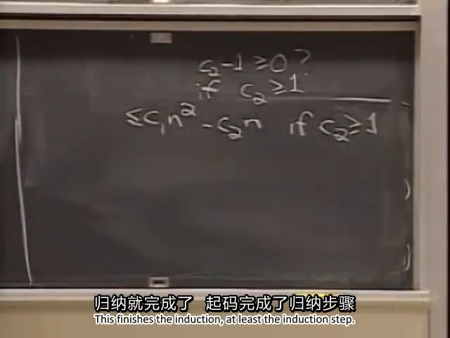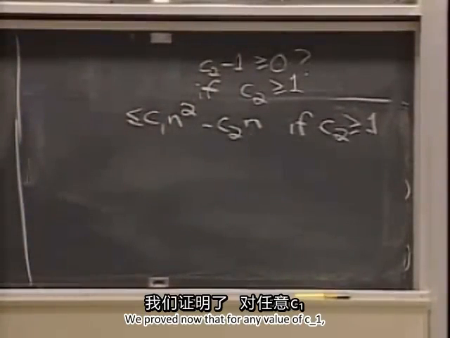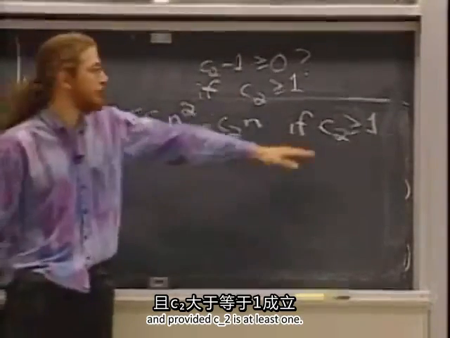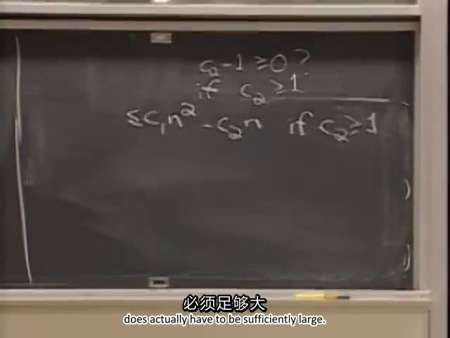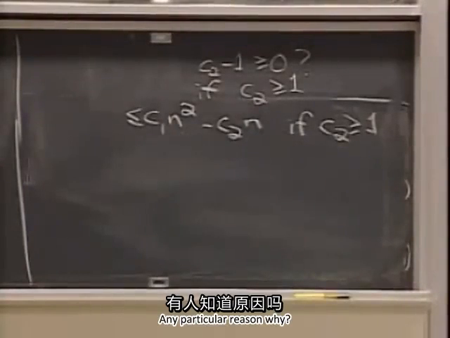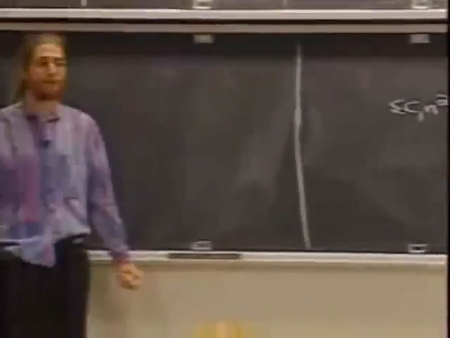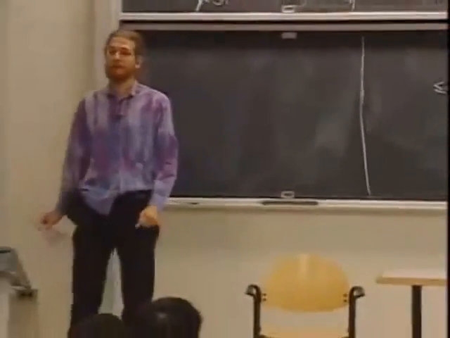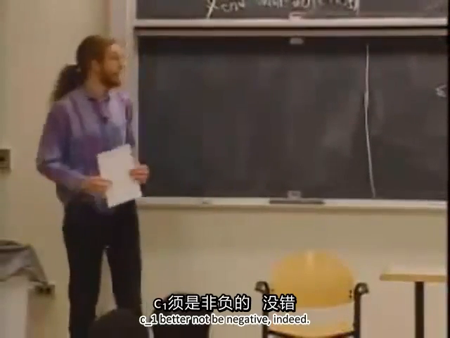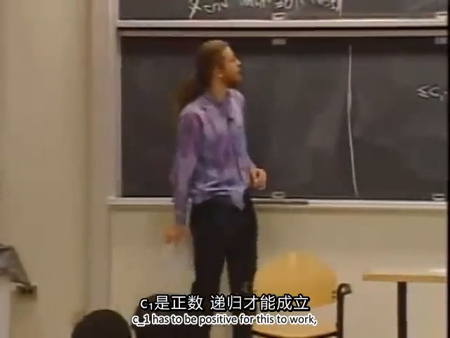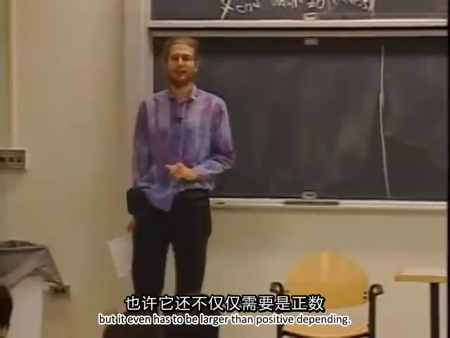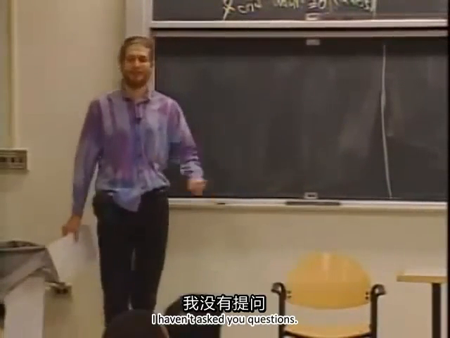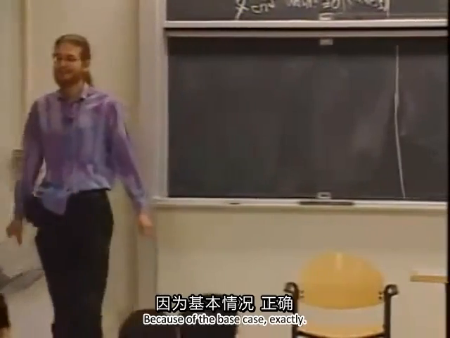We've proved now, this finishes the induction, at least the induction step, for any value of c1, and provided c2 is at least 1. We have to be a little more careful. Does c1 actually have to be sufficiently large? Any particular reason why? C1 better not be negative. Indeed, C1 has to be positive for this to work. But it even has to be larger than positive, depending. Sorry, I've been going so fast I haven't asked you questions. Now you're caught off guard. Yeah. Because of the base case, exactly.